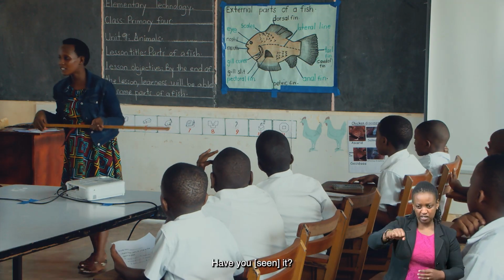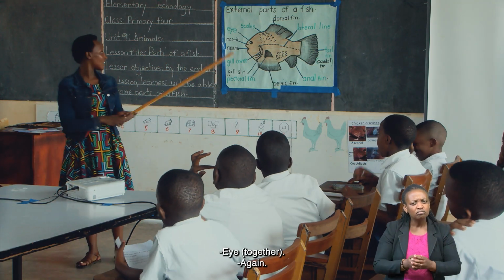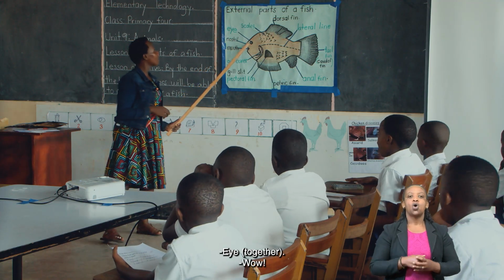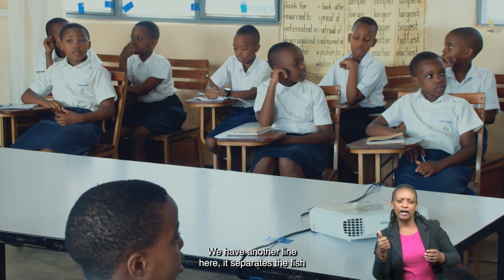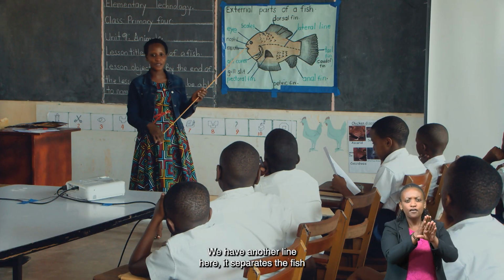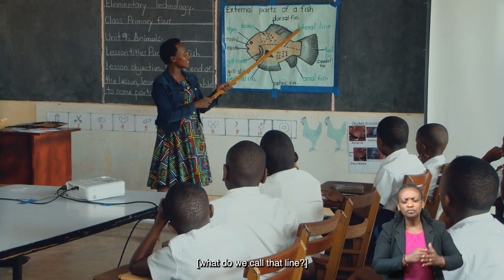We have another part and we also have it. Have you observed it? Yes. We call it eye. Again? Eye. Wow. We have another line here. It separates the fish. That line we call it?